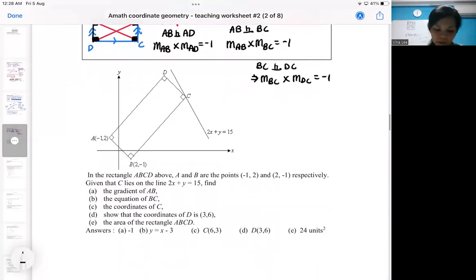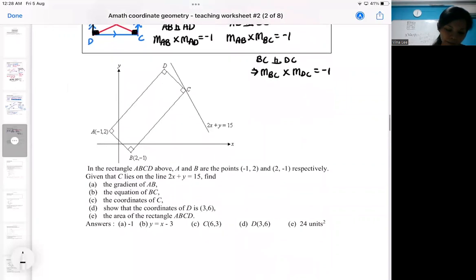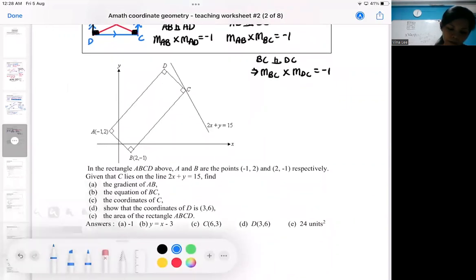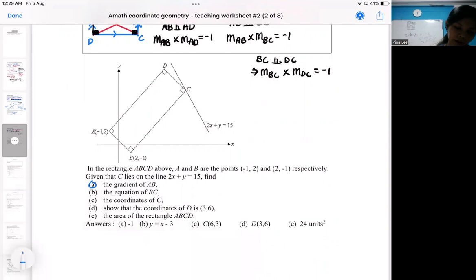Okay, so for example here, the first part, part A, is very easy. Just apply the gradient formula. I'm quite sure you know how to apply the gradient. The 2 coordinates are there already. There's nothing tricky. Part B, your job is to find this equation. So this equation will be y = mx + c.